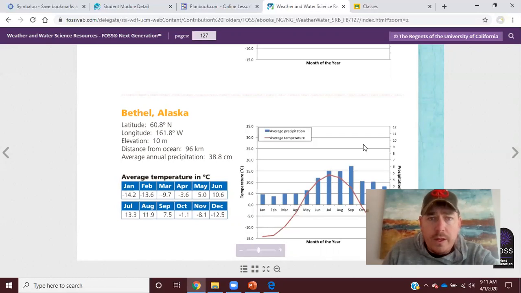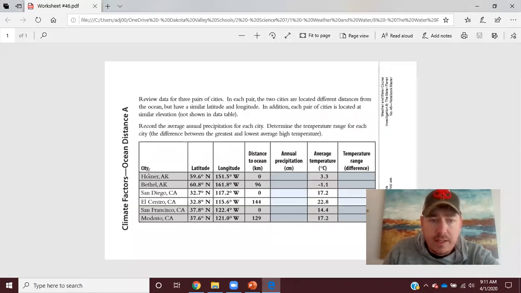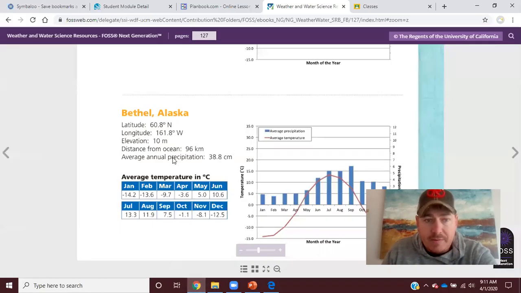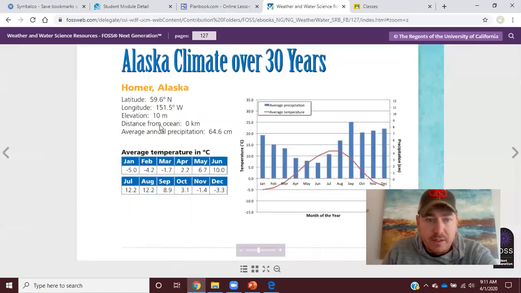Okay, so what you are going to do is look at that information for Homer, Alaska, and Bethel, Alaska. They already give you your distances from the ocean, and you are going to fill in your annual precipitation and temperature range. Well, annual precipitation is very simple for these. It gives you the annual precipitation right here. So you just write that number in for annual precipitation.